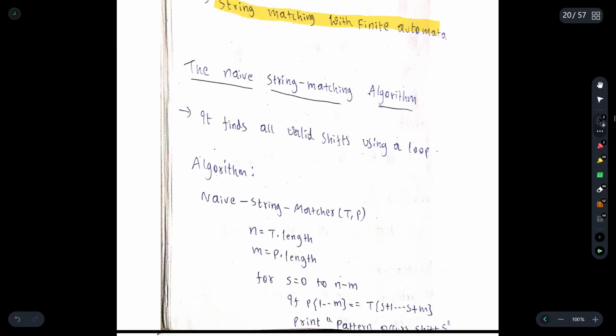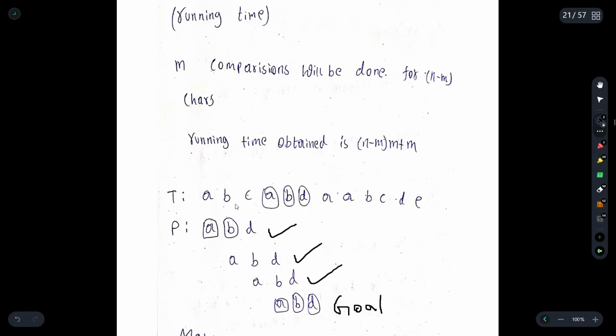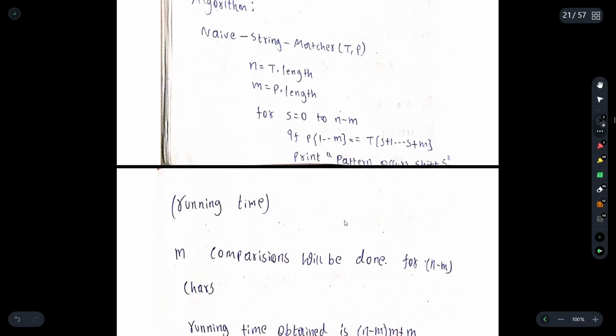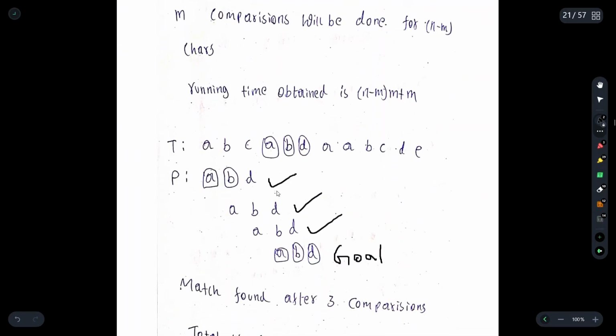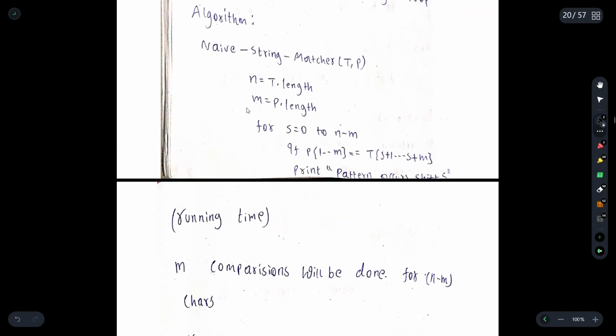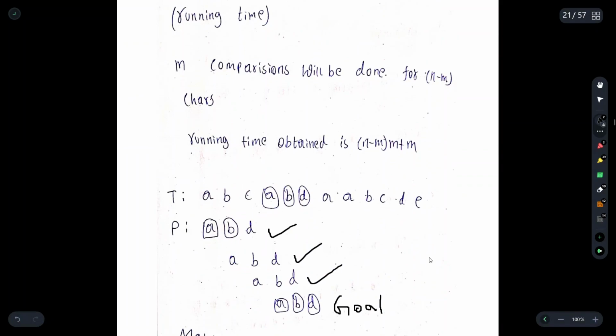Now we get to the algorithm. n is equal to T.length, the length of the string array, whereas m is equal to P.length, the pattern which we need to search. For s equal to 0 to n minus m, n minus m is the last 3 values, the n minus mth position. So n minus m is 1, 2, 3, 4, 5, 6, 7, 8, 9, 10, 11, 12, that is 12 minus 3.